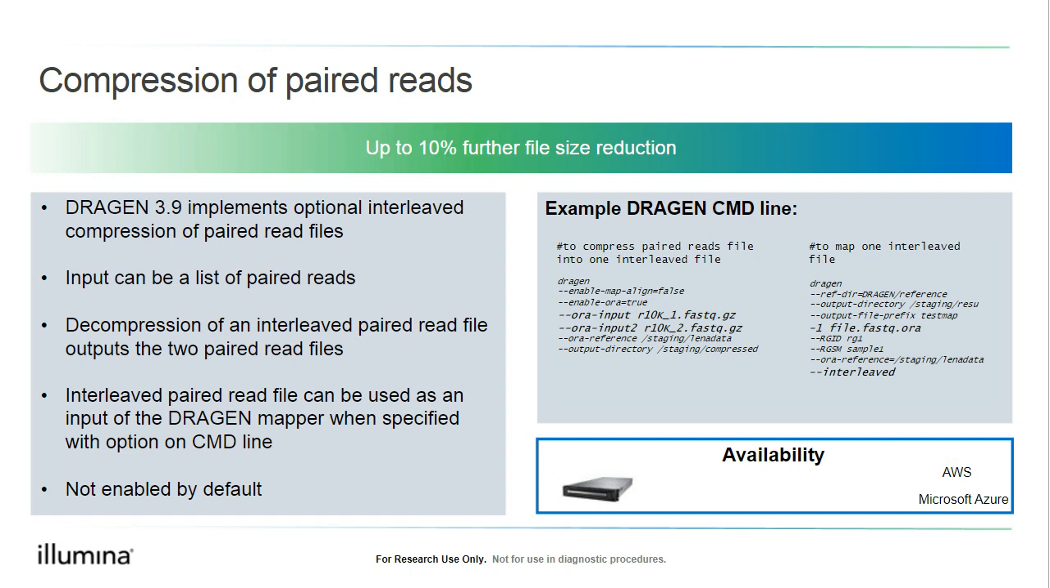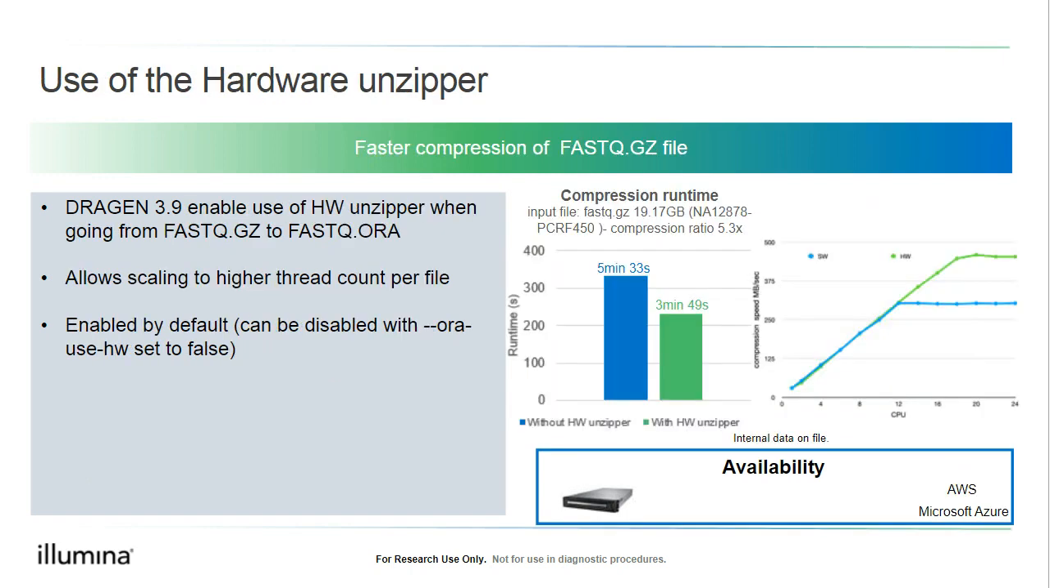We are also using the hardware unzipper within DRAGEN on the FPGA. So there is faster compression of the FASTQ.gz file. So again, something that we didn't have in 3.8 as our first offering of Aura, as we are looking at areas in which we can optimize and make it faster to compress, decompress, we are bringing in those features.